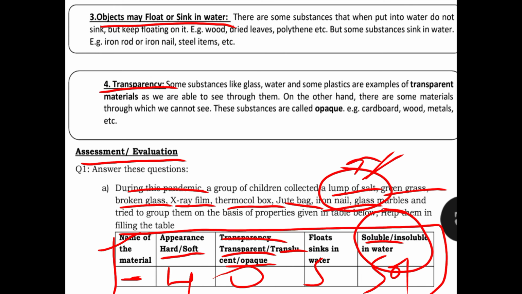Similarly you have to classify other objects, like for example broken glass. Broken glass, we can say it is hard. We cannot crumble it, we cannot compress it. Then it is transparent. Broken glass sinks in water, and lastly it is insoluble. Similarly you can do the same thing with the other objects here.